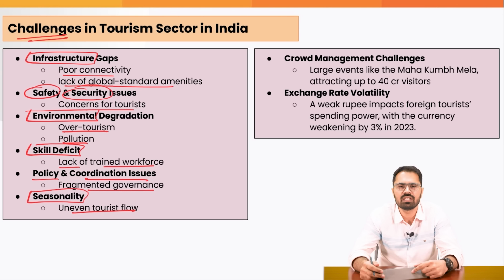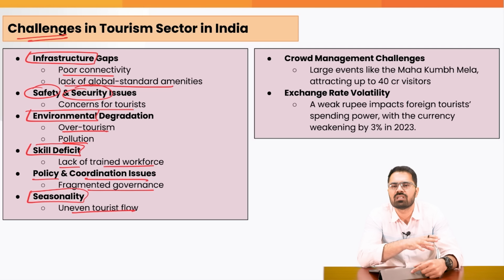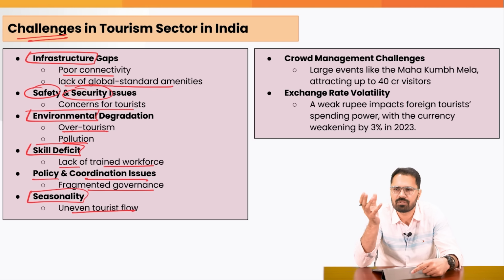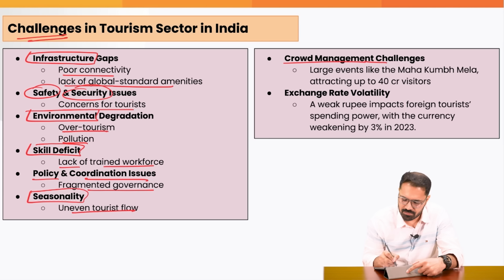Uneven tourist flow is there. So at a certain point of time, let's say in Kashmir or Ladakh, you have tourists only in the summer months. In the winter months, the entire economy of tourism shuts down in those places. So it again creates a hurdle for creating long-term infrastructure, because when the infrastructure can only support you for 6 months, the other 6 months it will be lying idle. Clear?